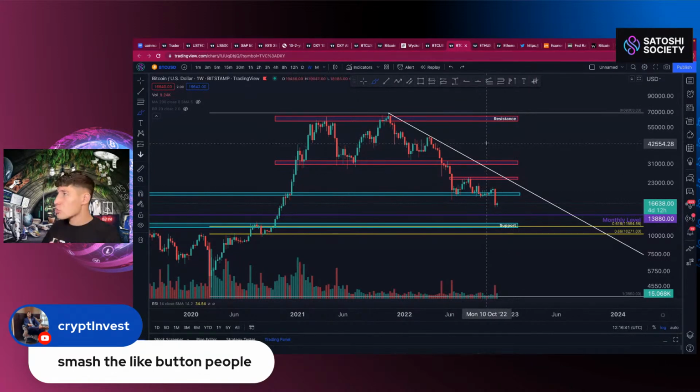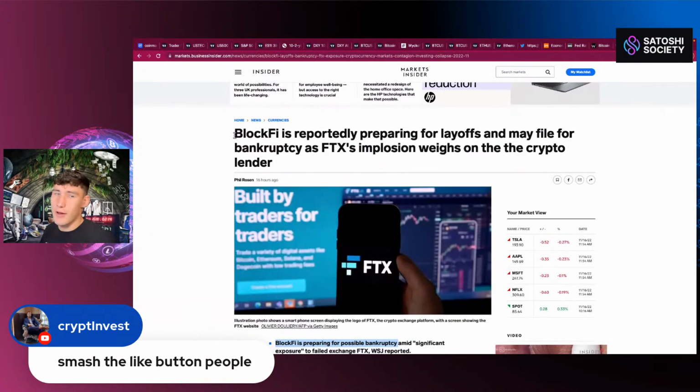But the main story for today is, I know I'm more of a technical analyst, and I base my trades off of technical analysis, but we've got this very, very big news coming in as well. BlockFi is reportedly preparing for layoffs and may file for bankruptcy as FTX implosion weighs on the crypto lender. This is not going to be good.